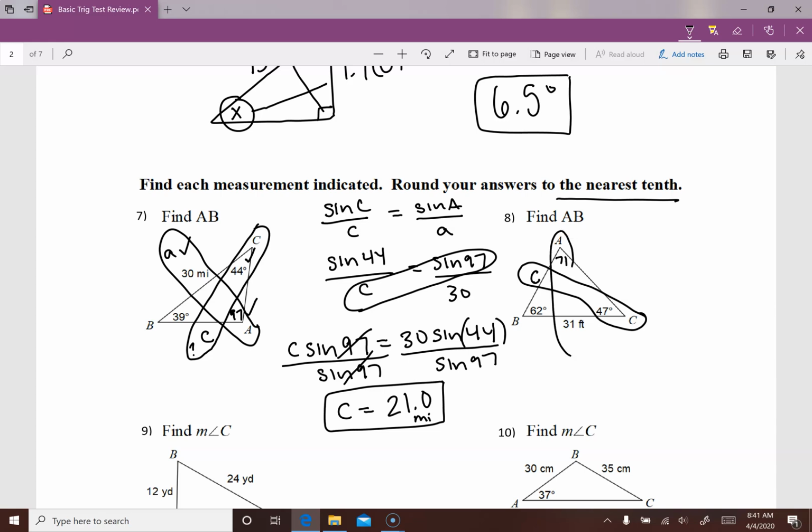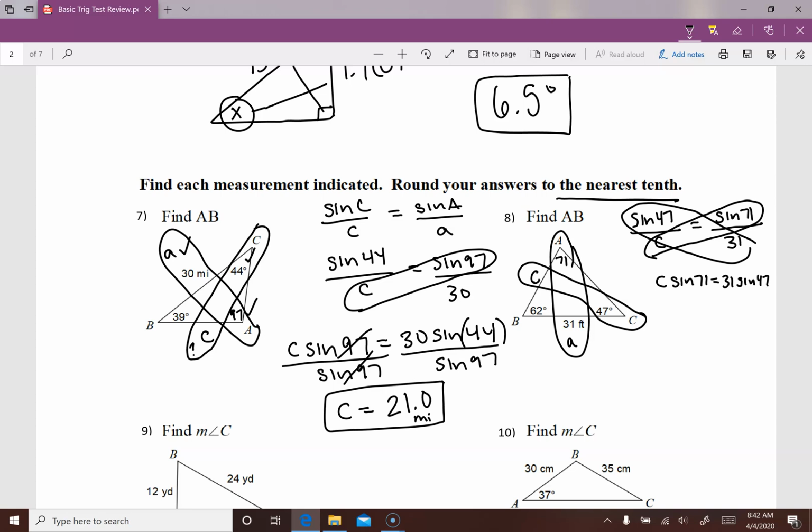All right, now let me go ahead and circle this. Okay, I've got an A here across from angle A. So it's really going to be the same formula as this one right here. So let's do sine C over C. So that's going to be sine of 47 over C equals sine of A, which is sine of 71, over my A, which is 31. Let's cross multiply. That's giving me C times sine of 71 equals 31 sine 47.